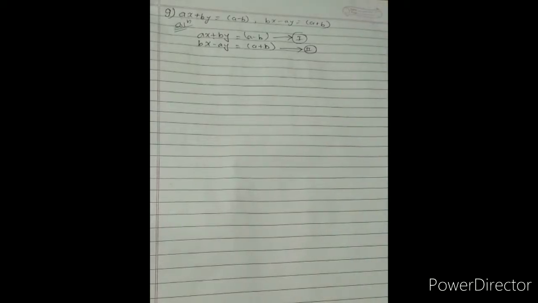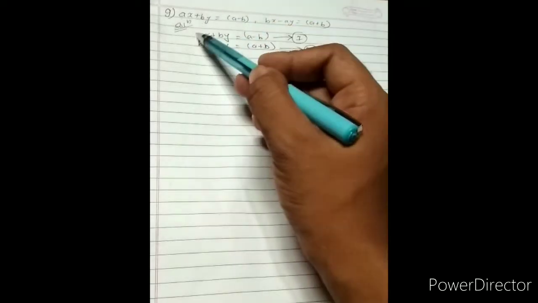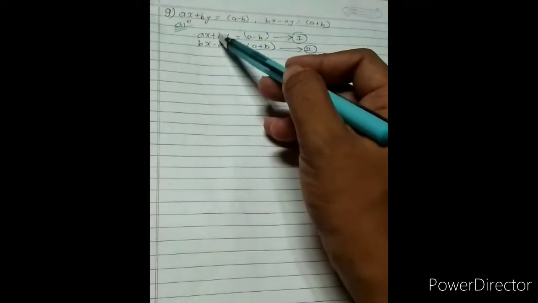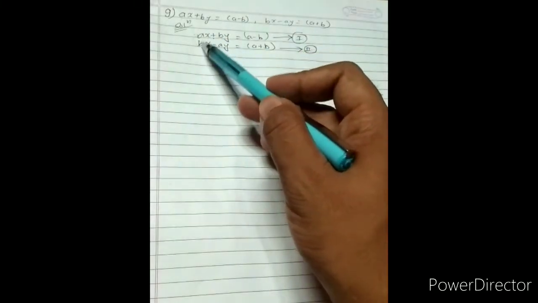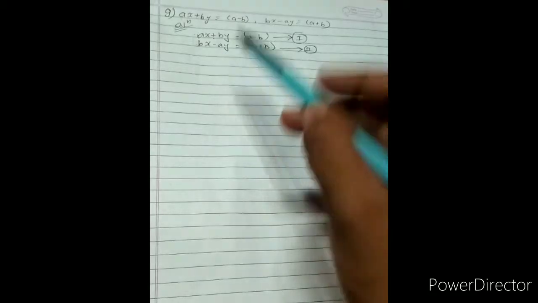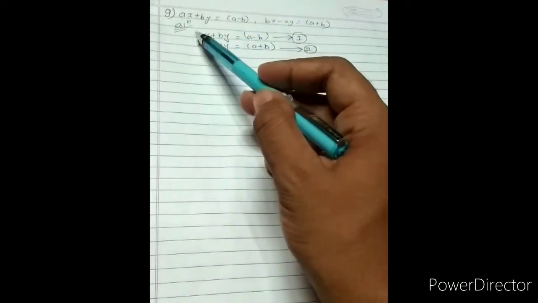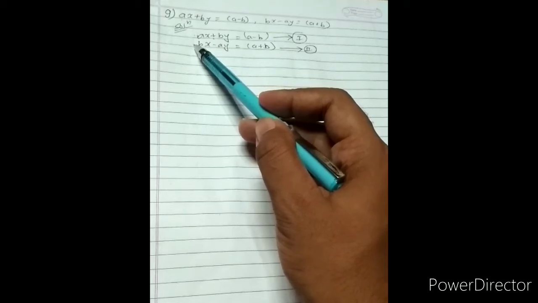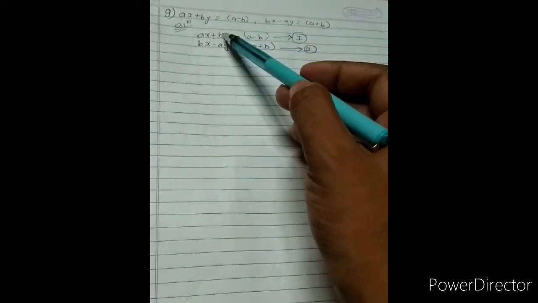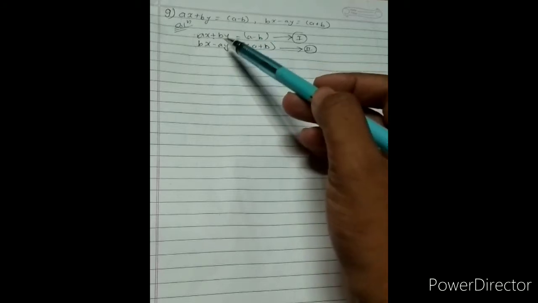Now for the elimination method, we have to make either the coefficient of x equal or the coefficient of y equal. The a and b in these two should be made the same. So how can we make them equal? Here if you multiply by b and here if you multiply by a, it will be equal. Similarly here also, if you multiply by a and by b, we get equal.